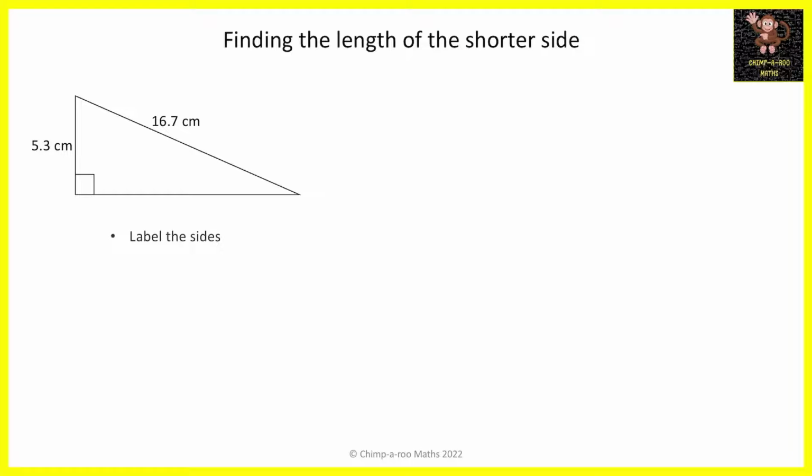Start by labelling the sides. So A and B are the shorter ones. Doesn't matter which one, but C must be the hypotenuse. It's the longest side, it's opposite the right angle. Remember those key points. Then we write down Pythagoras' theorem.